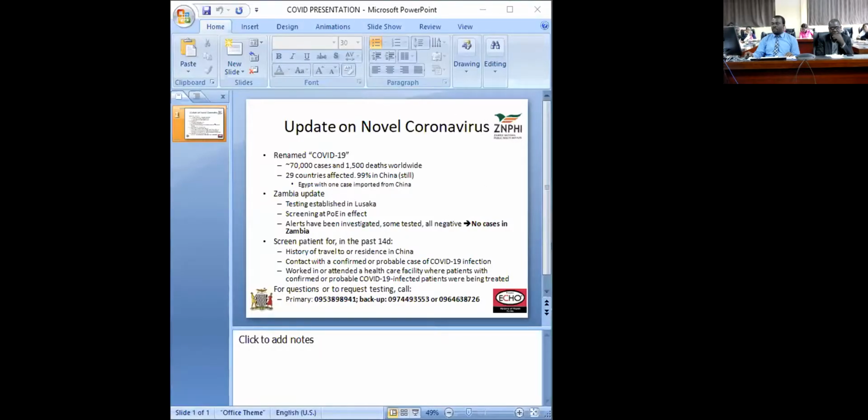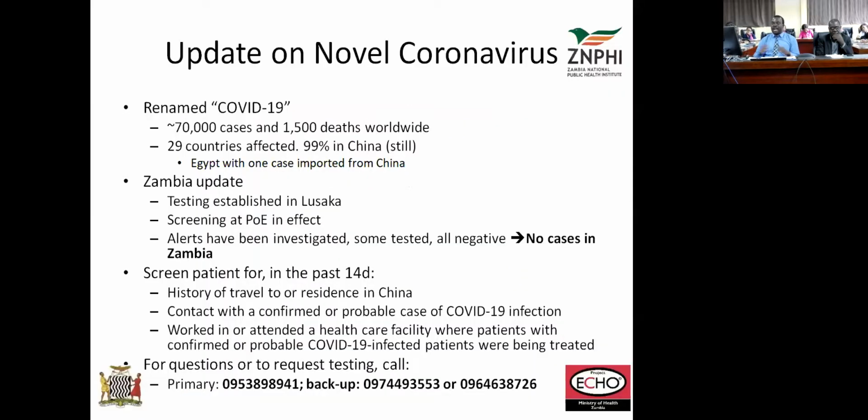There we have it. And the last thing we are going to do is just an update on coronavirus so that we know where we are. So what has happened since last week? We know that the virus now has been renamed from what was being called 2019 nCoV to COVID-2019. Over 70,000 cases have been recorded and over 1,500 deaths worldwide. The majority of these cases and deaths being in the epicenter in Wuhan city.